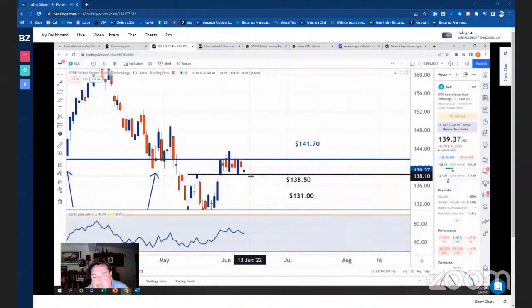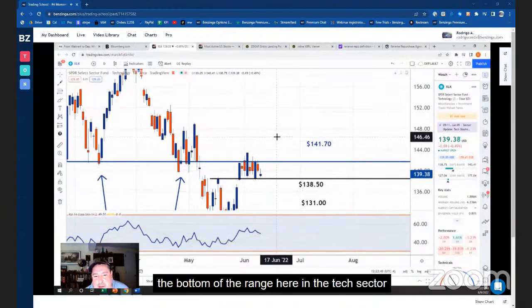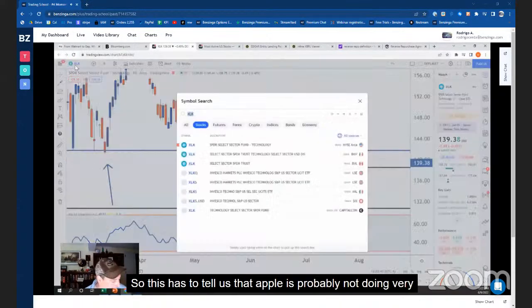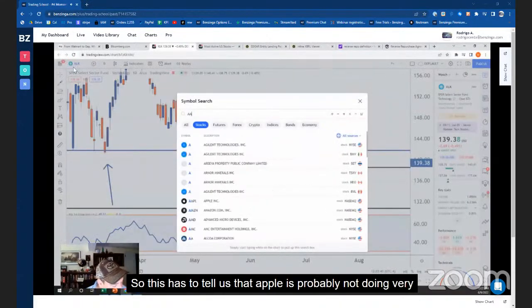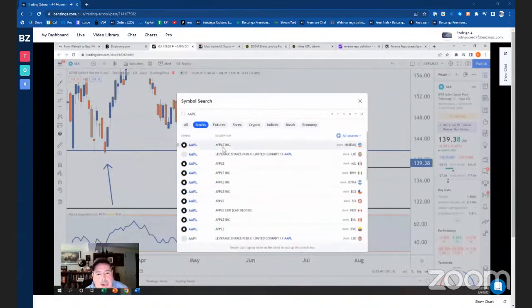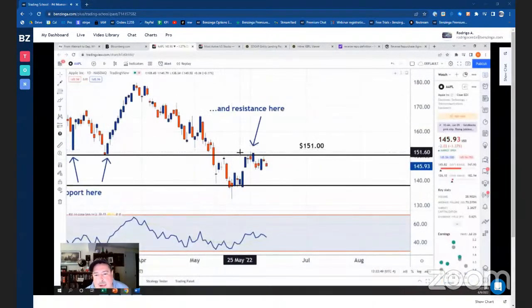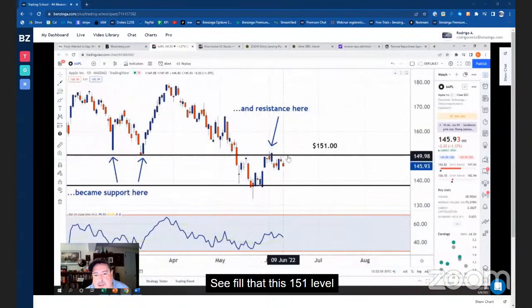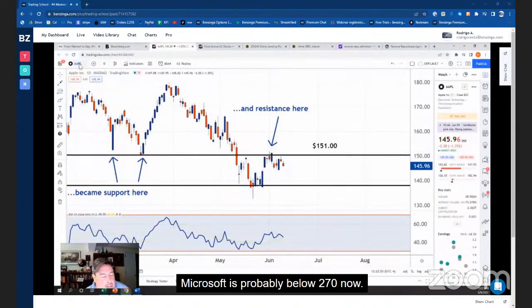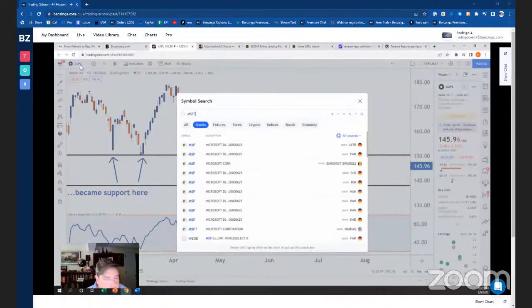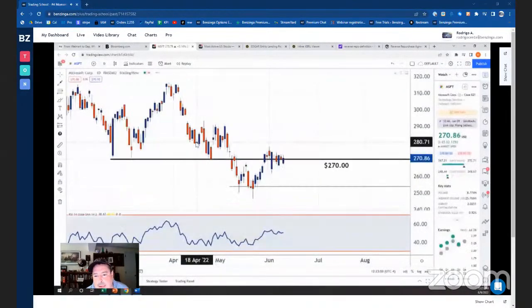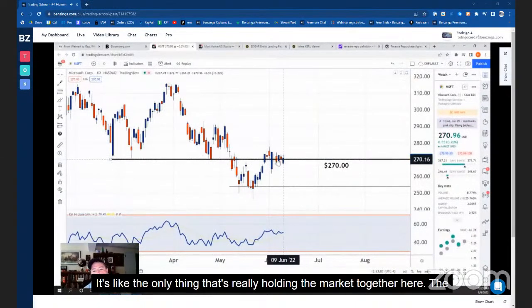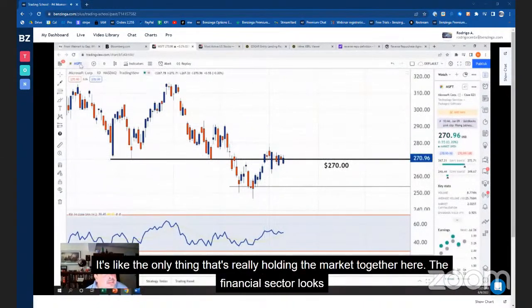So we're sitting right on the bottom of the range here in the tech sector. So this has to tell us that Apple is probably not doing very well. Yeah, see, failed at this 151 level again. Microsoft is probably below 270 now. Trading right at it. This is like the only thing that's really holding the market together here.